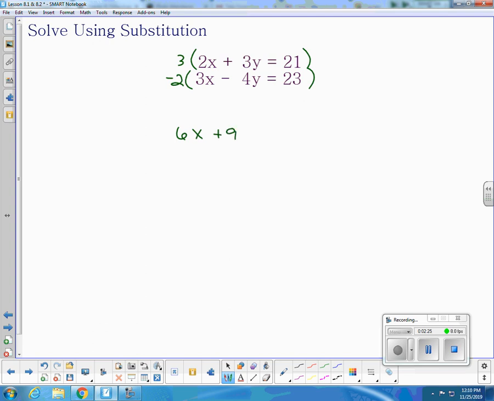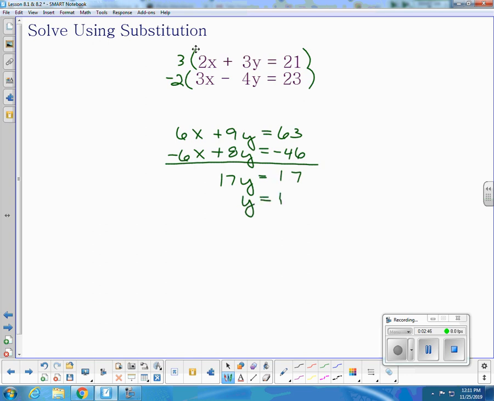So 6x plus 9y equals 63. -6x plus 8y equals -46. When you add the lines together, you're going to eliminate the variable. And you get y equals 1. Okay. Now it takes a second to figure out the x because you have to plug in the y, and it's not as quick as the substitution method.